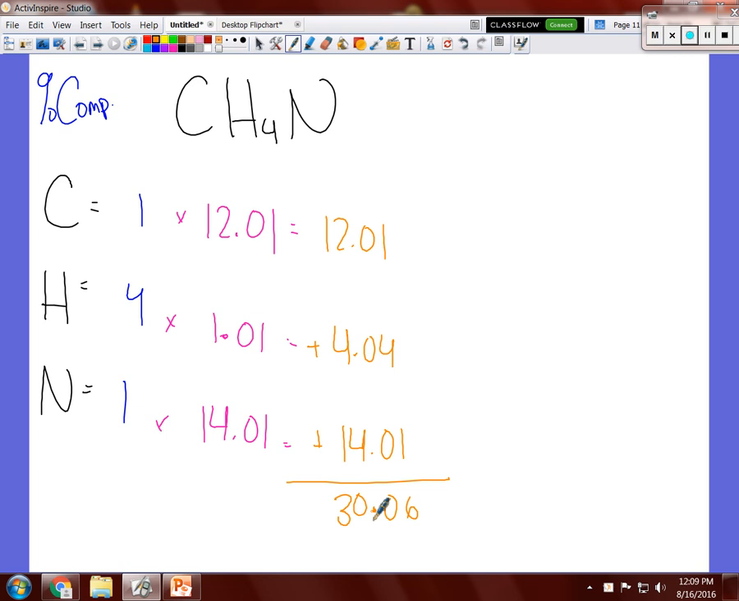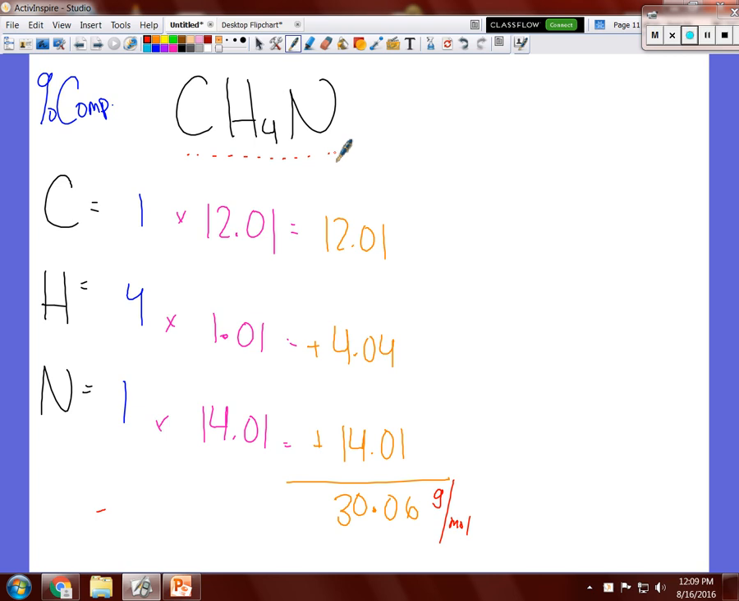Does that number at the bottom have a unit? Grams per mole. It is important that per mole is a part of it, because if I have 1 mole of CH4N, it has to be per mole. If it's a molar mass or a formula mass, it has to be that.